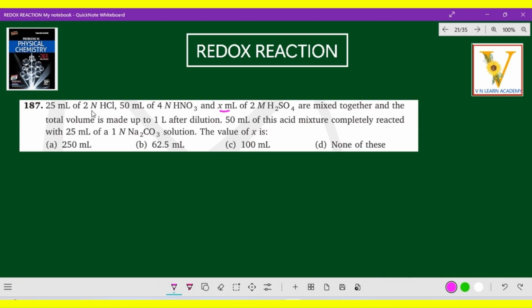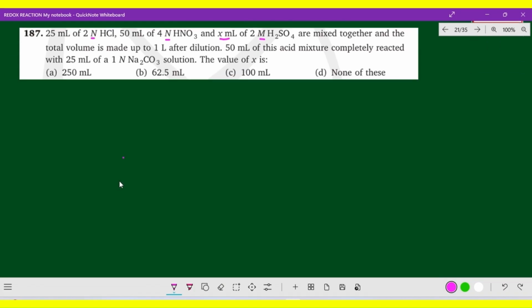Just observe, here they have given normality, here normality, here molarity. So we have to find out the normality. In that way we have to identify the X ml, how much we require. After dilution, the mixture is mixed together and the total volume is made up to 1 liter. After dilution, 50 ml of this acid mixture is completely reacted with 25 ml of 1N sodium carbonate solution. This is a very interesting and important question, and the same kind of question you can expect.